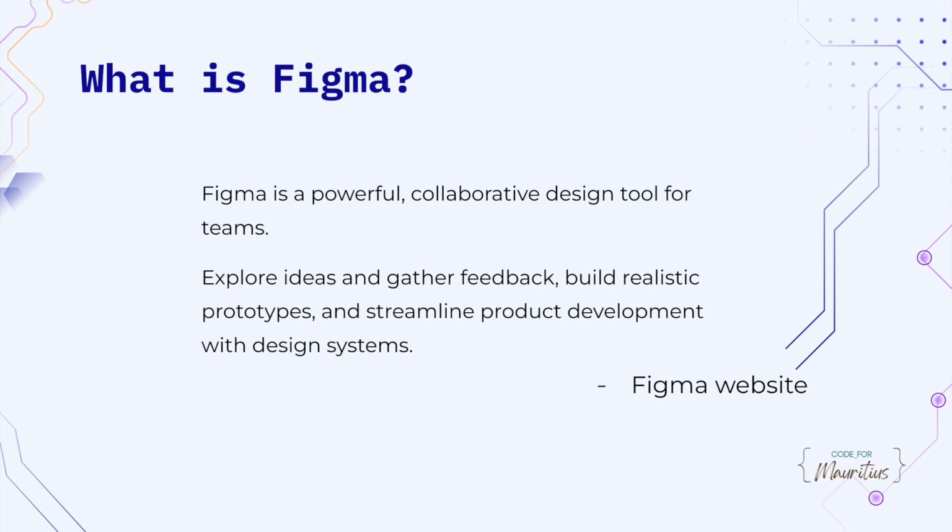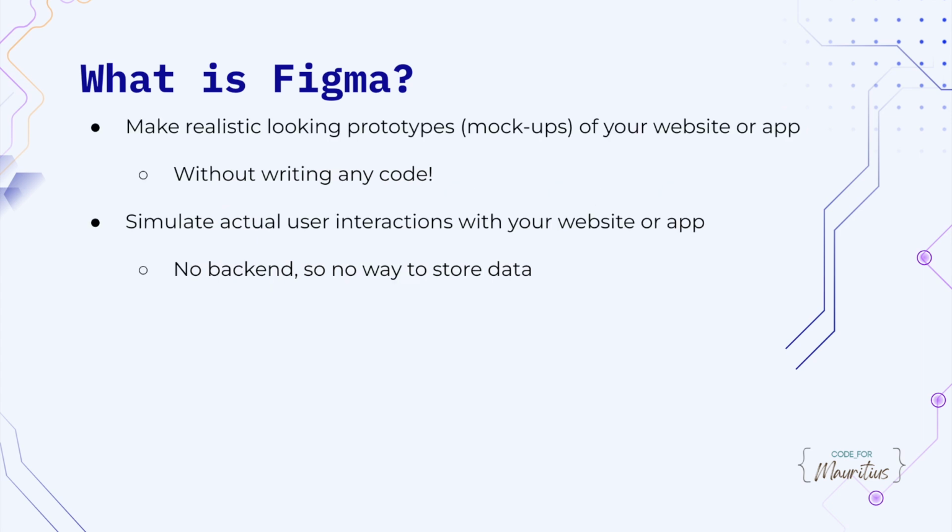So according to Figma's website, Figma is a powerful collaborative design tool for teams. You can explore ideas and gather feedback, build realistic prototypes, and streamline product development with design systems. Again, every time we read off of one of these quoted definitions from a website, it's a lot of words, and it isn't necessarily the easiest way to understand what Figma is for, so let's break it down.